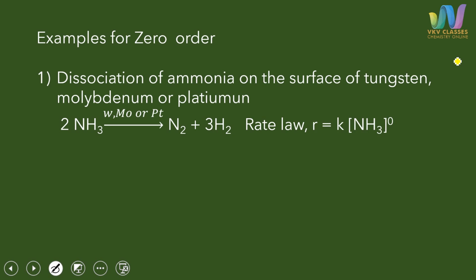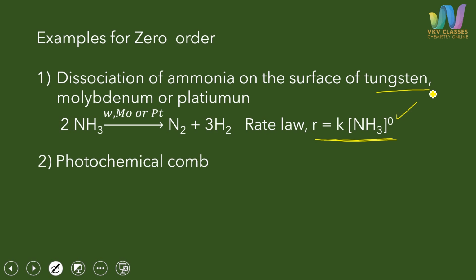Here the rate law will be R is equal to K into [NH3] power 0. And since the reaction takes place on the surface of metals, the surface will first be adsorbing ammonia gas, and this ammonia gas undergoes dissociation. And since the surface is saturated with ammonia, the reaction becomes independent of its concentration. So the reaction is of zero order.